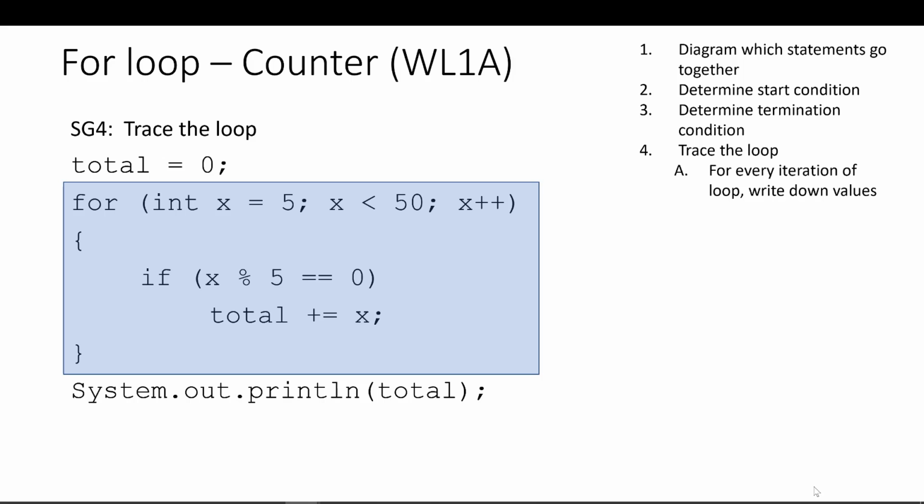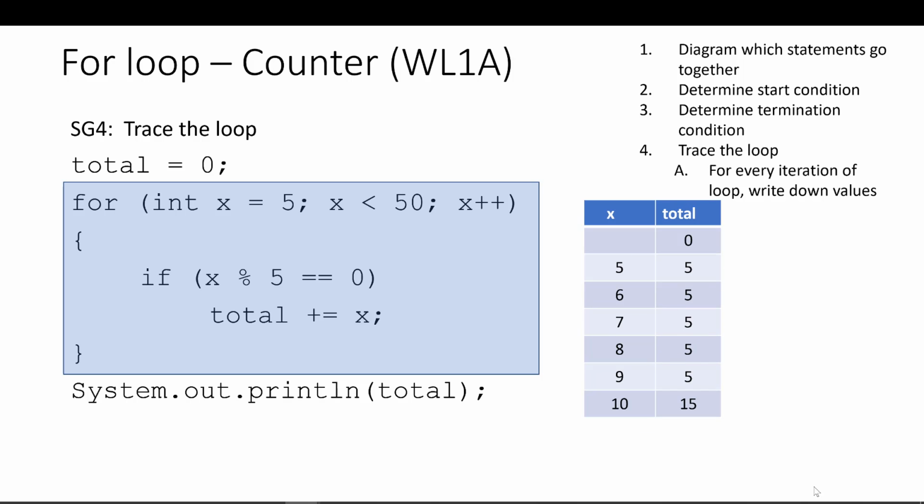Subgoal 4 is to trace the loop. In this case, we want to keep track of the values of total and x every time through the loop. We note that total begins with 0. X starts at the value 5 and will go up by 1, as can be seen in the last expression in the for loop. So x is going to count from 5 up to 50 by 1.